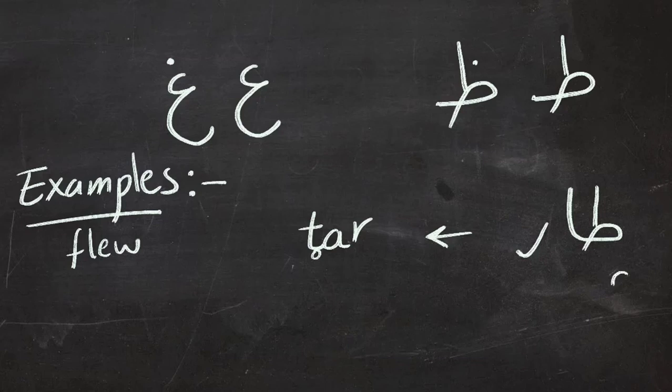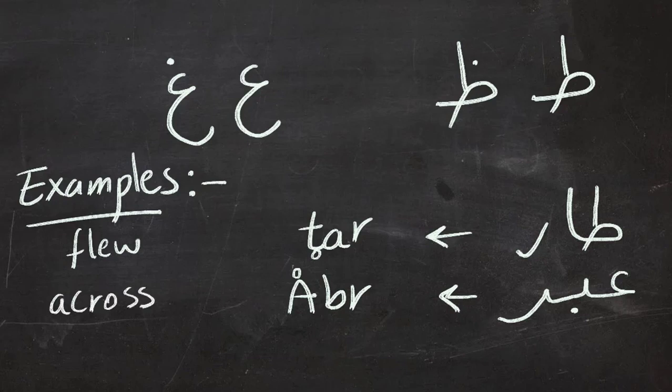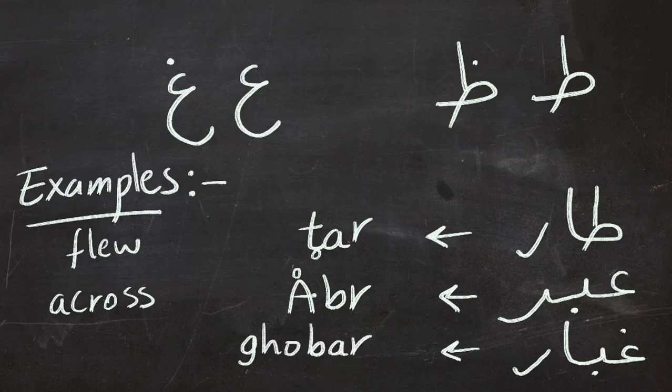Next example is abr. Abr. And as you can see, I used the A with a little circle above it to distinguish the A from A because it's the closest I could find for this instance. And abr means across. Last, ghubar. Ghubar. And ghubar in this instance means dust, and it is pronounced in English as you can see.